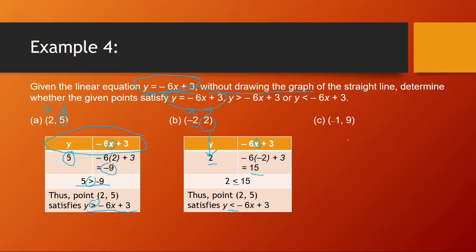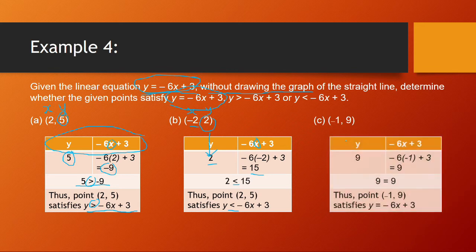Same thing. You are going to draw the table of values by filling in y and -6x plus 3 like this. Now the value of y is 9. The value of x is -1. So you substitute: -1 times -6 is a positive 6. 6 plus 3 is 9. The value of 9 is equal to 9, right? Therefore, the point (-1, 9) satisfies y equal to -6x plus 3, meaning that it lies on the line for this one.